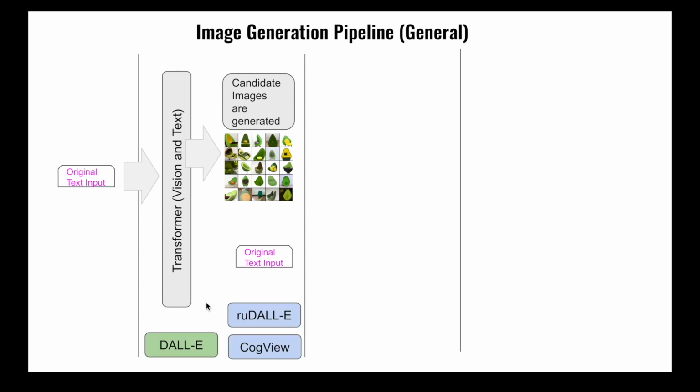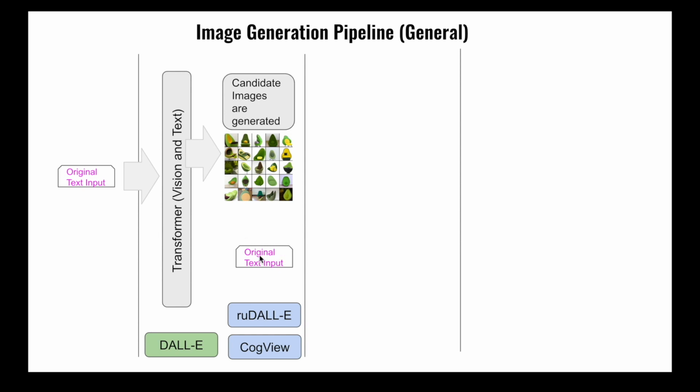If we look into the models available which can take the input data and convert that to images, we could see DALL-E version 2 is not available, but DALL-E is one of the models designed by the OpenAI team, and there is ruDALL-E, which we are just talking about in this video. There is also another model called CogView. These two models are open source, so you can use them.